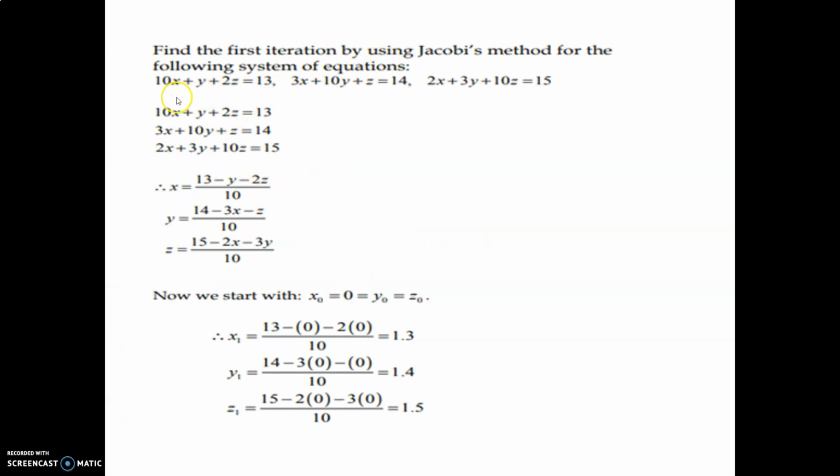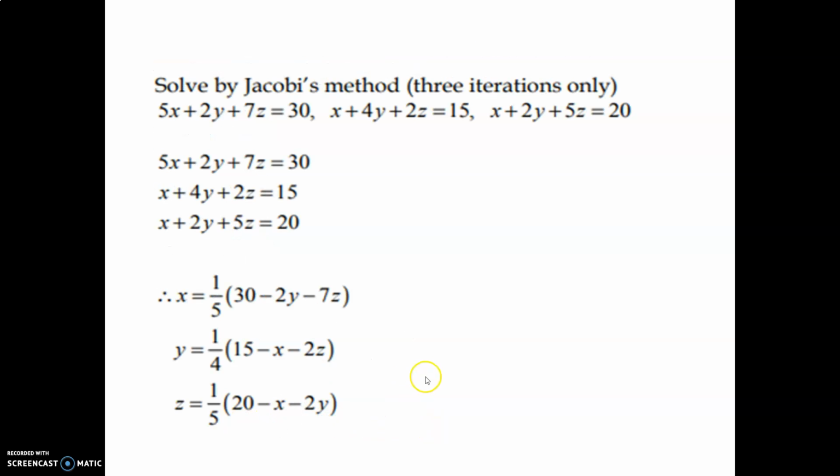Jacobi's method, next example: 10x plus y plus 2z equal to 13, 3x plus 10y plus z equal to 14, 2x plus 3y plus 10z equal to 15. x is (13 minus y minus 2z) upon 10, y is (14 minus 3x minus z) upon 10, z is (15 minus 2x minus 3y) upon 10. Initial root x0, y0, z0 is 0: x1 = 1.3, y1 = 1.4, z1 = 1.5.